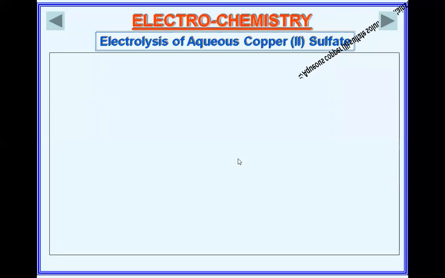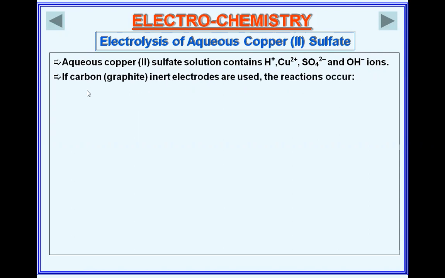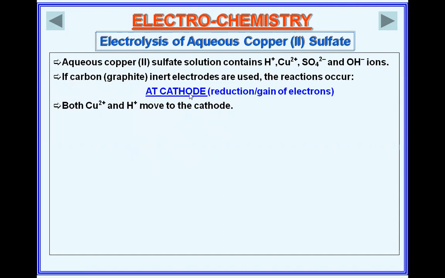What happens when aqueous copper sulfate solution is electrolyzed? We know that aqueous copper sulfate solution contains H positive ions, copper 2 ions, sulfate, and hydroxide ions. If carbon graphite, meaning inert electrodes, is used, these following reactions occur. At the cathode, we know that reduction, gain of electrons, or decrease in oxidation number occurs, because the cathode is a negatively charged plate, so positively charged ions move towards the cathode under the influence of the current.